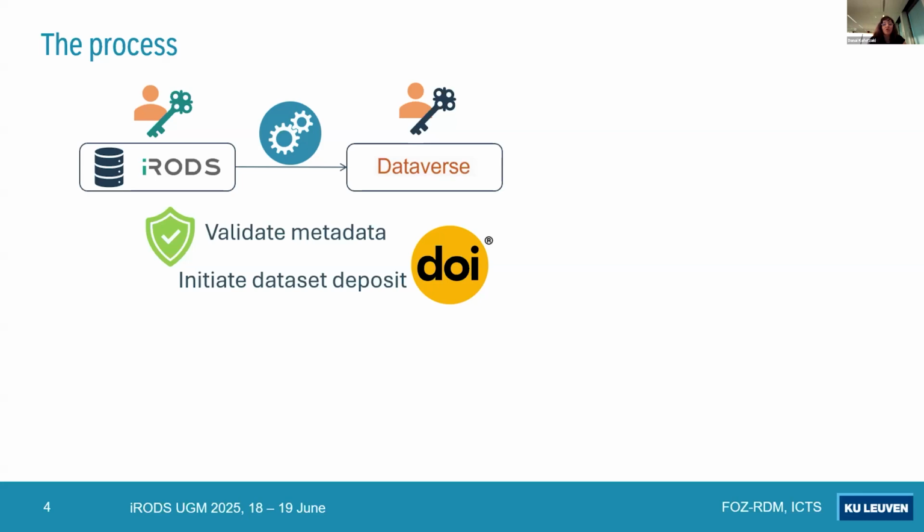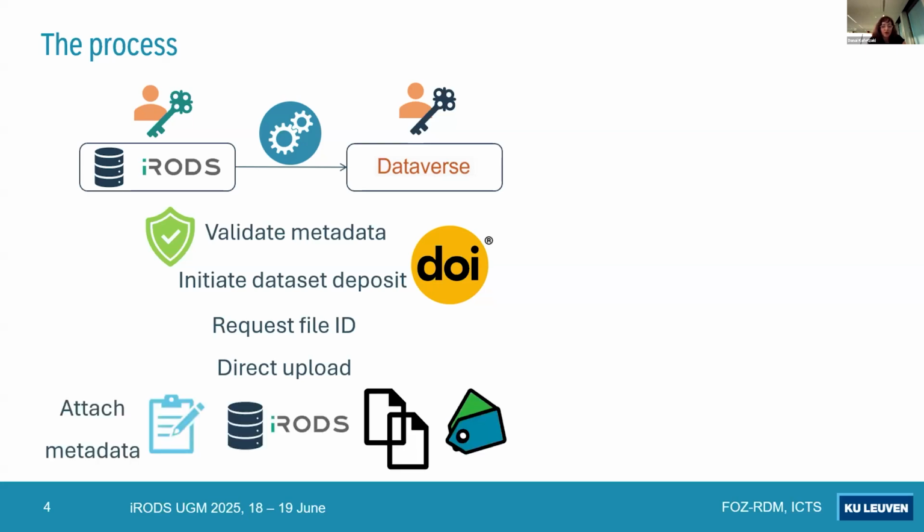For each data object, then a storage identifier is requested, and this ID is used in direct upload of the file to S3 wherever the direct upload is possible. Metadata is attached to the iRODS object in every step of the process so that we can follow up on the status of the deposit. And currently, the metadata can be initiated, processed, or deposited for each data object with a timestamp.